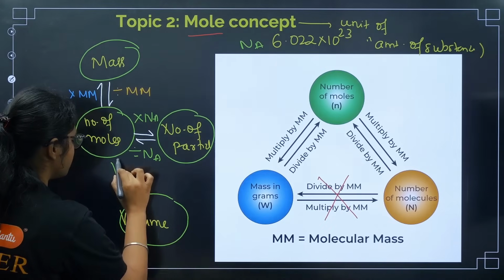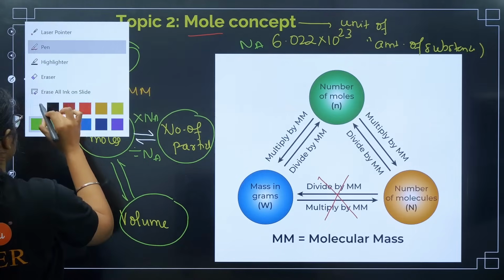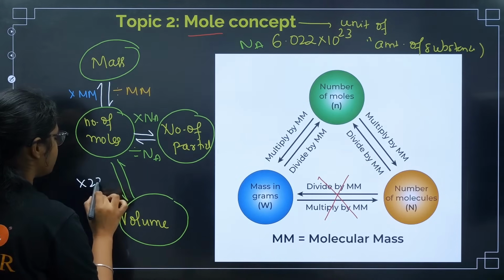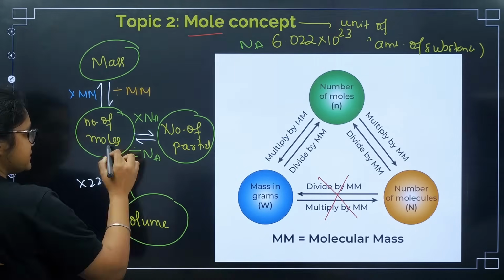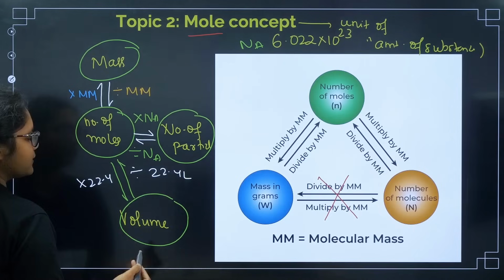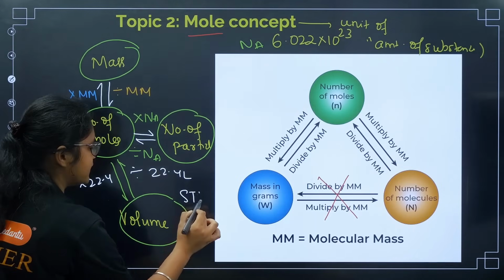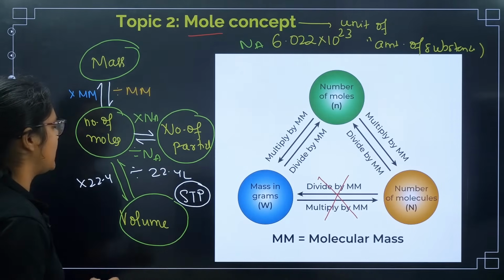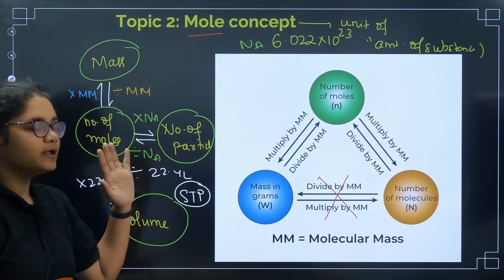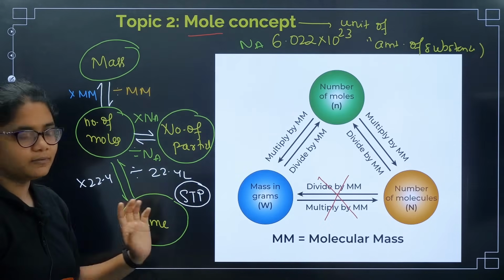Now from number of moles to volume. If you have number of moles and you want to calculate volume, you have to multiply with 22.4. And if volume is given and you want to calculate number of moles, you have to divide by 22.4 liter. This has to be under STP condition, standard temperature and pressure condition. What is standard temperature and pressure? Temperature should be 0 degree Celsius, pressure should be 1 atm.